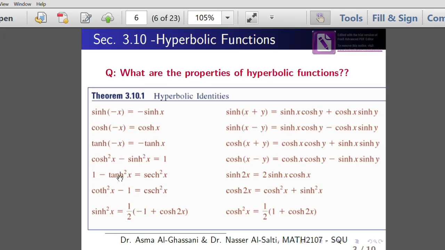Also, we have 1 minus hyperbolic tan squared equal to hyperbolic sec squared, and hyperbolic cot squared of x minus 1 equal to the hyperbolic cosecant squared of x. All of these first 5 you need to know by heart, but the rest are just applications of the others. This all looks almost like the identities of the trigonometric functions, but for these three we have some differences. So you need to distinguish between the trigonometric functions and the hyperbolic functions.